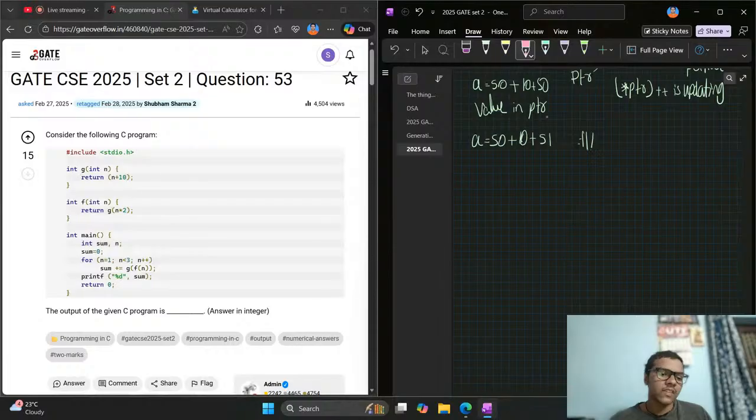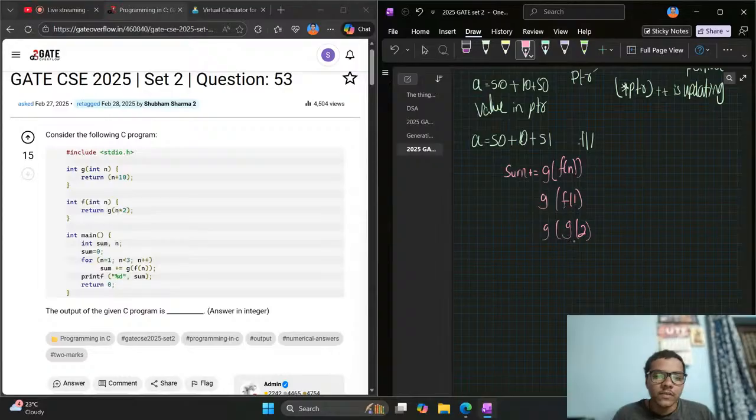For n is equal to 1, n is less than 3, that will be 1, 2, n plus plus. Sum is equal to sum plus j of f of n. It starts from the innermost, right? So f of n, what does f of n call? First it calls f of 1, and it calls g of n times 2. It calls g of 2.